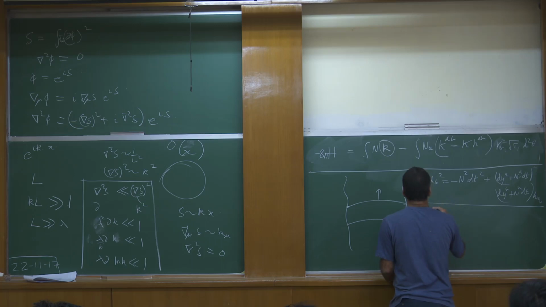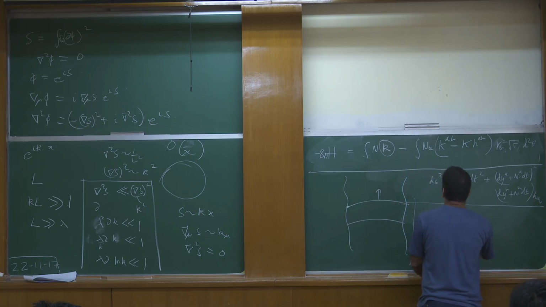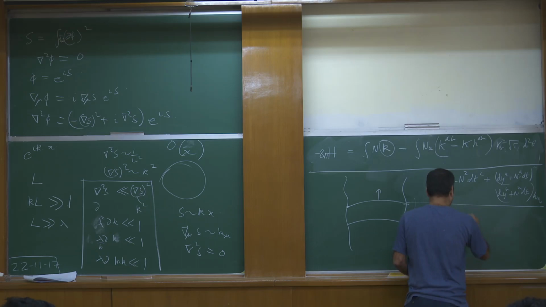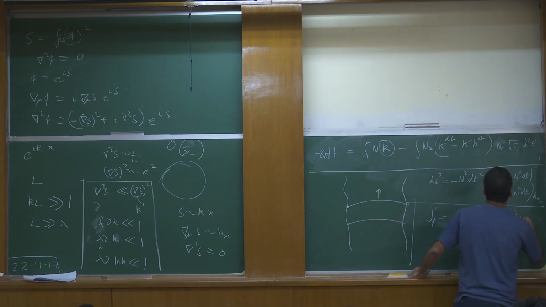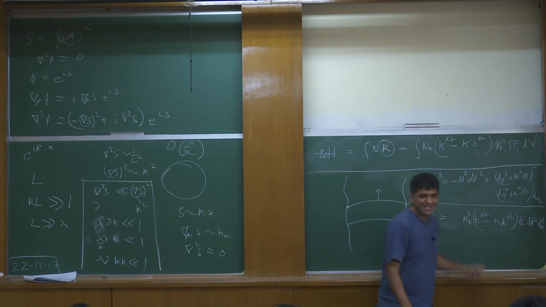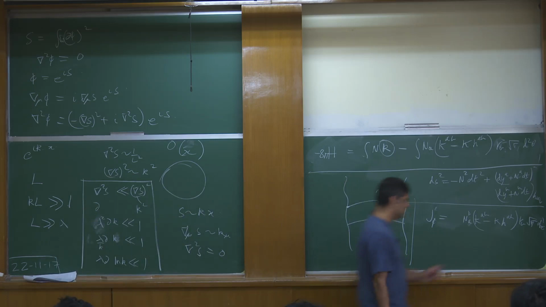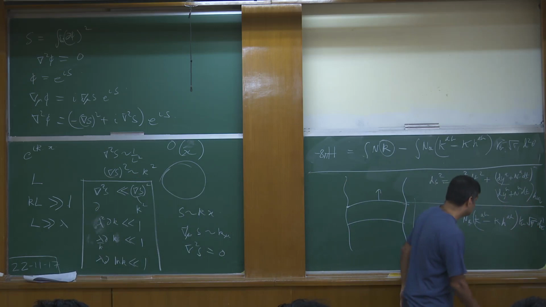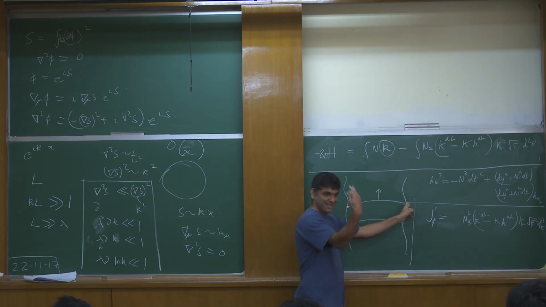So the formula for angular momentum is J, let's call it J_φ, is equal to the integral of n_φ^A (K_AB minus K h_AB) r^B square root sigma d²θ, where n_φ^A is the Killing vector corresponding to φ rotations. Integral over the two-dimensional boundary. Okay, sigma is the induced metric on the boundary. r^B was the normal to the boundary.